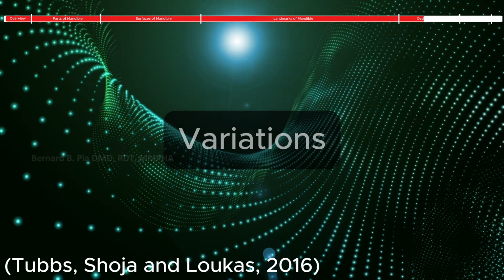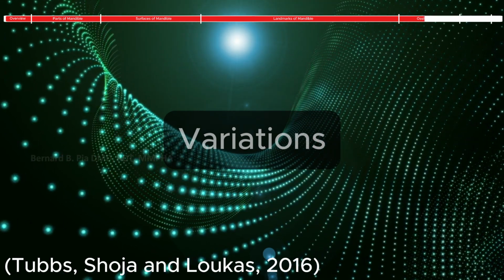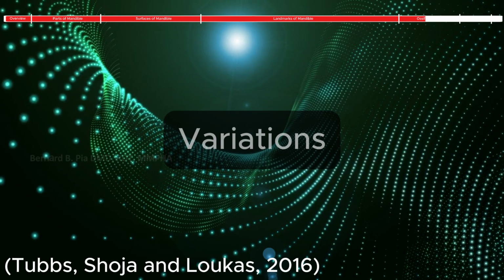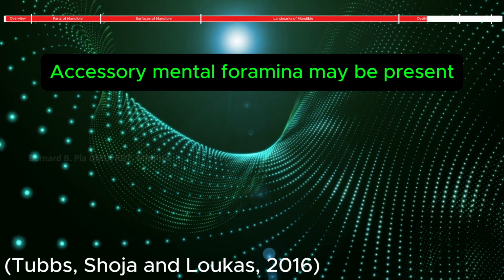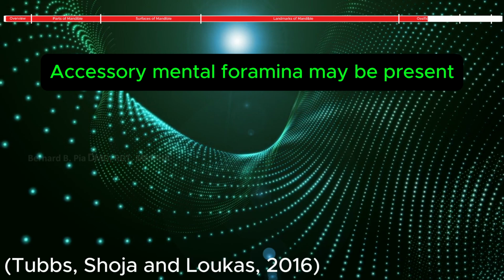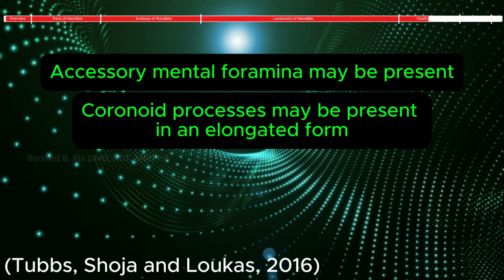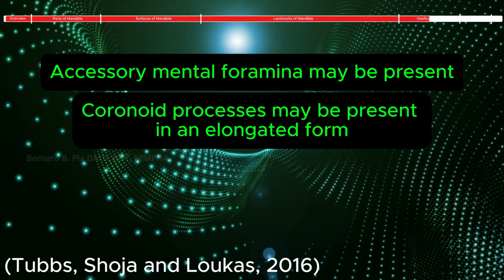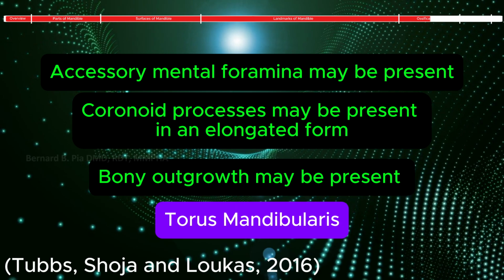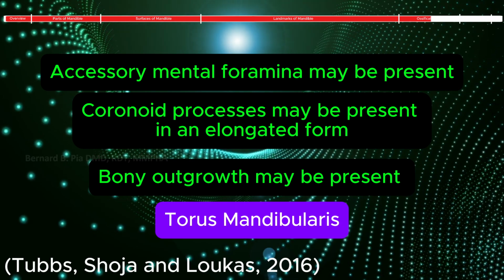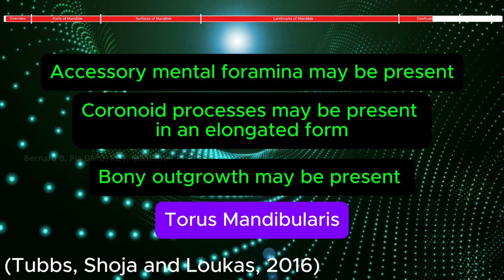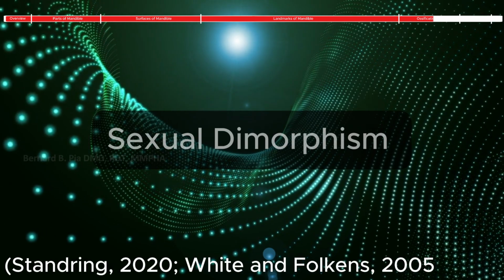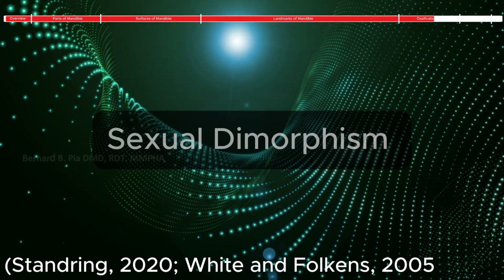Variations. In each individual, the shape and size of the mandible changes with age. In some individuals, accessory mental foramina may be present. The coronoid processes may be present in an elongated form. A bony outgrowth may be present along the internal surface of the body of the mandible, known as a torus mandibularis.